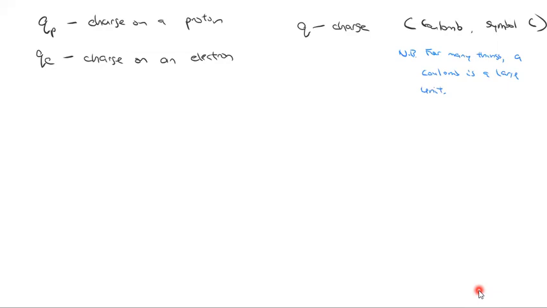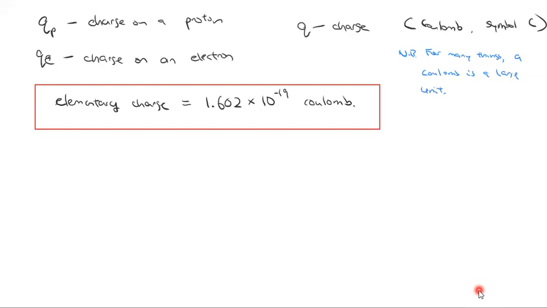We won't get too much into the definition of what a Coulomb is, but we will say that your elementary charge is, and you can look this up in your reference sheet, 1.602 times 10 to the negative 19 Coulomb. So what we are saying is the charge of an electron or a proton is 1.602 times 10 to the negative 19 Coulomb.